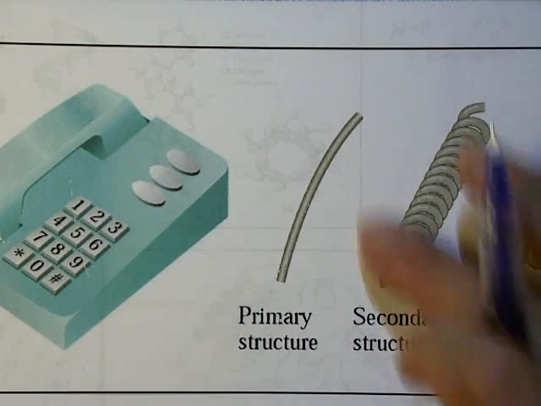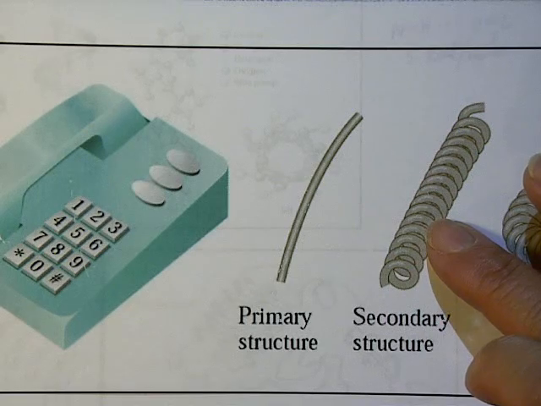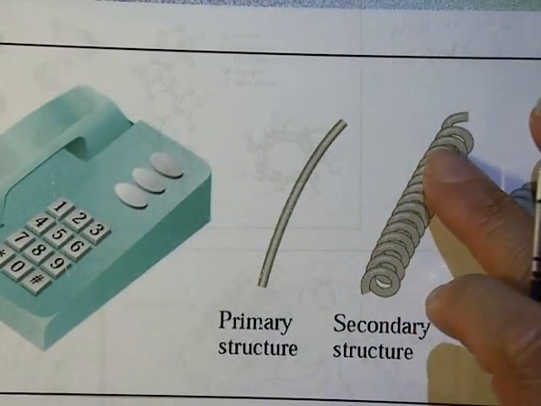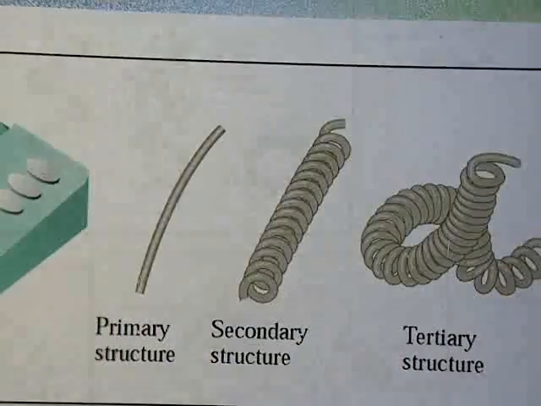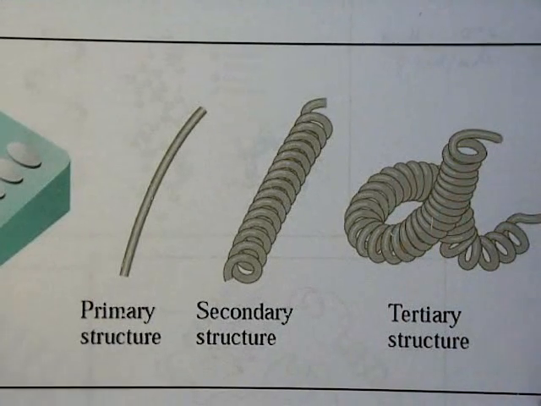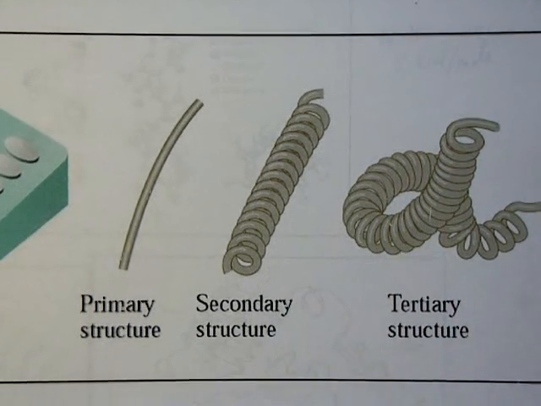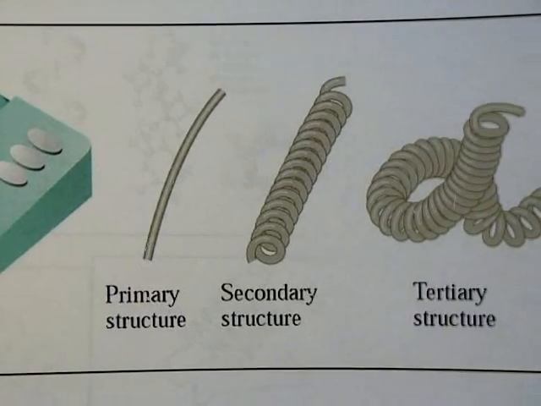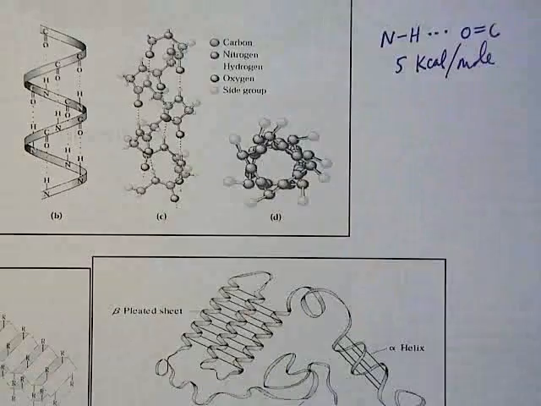So, and then if I take this, does it exist in a straight chain like this, but in a spiral fashion, or do they fold up like this in a globular fashion? Then that is tertiary structure, which is what we're about to talk about. All right.